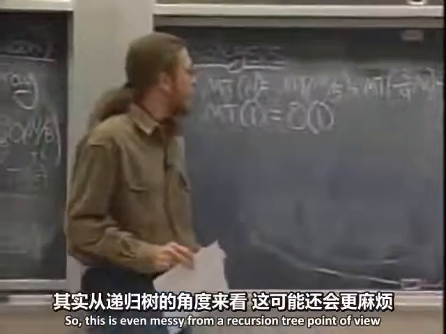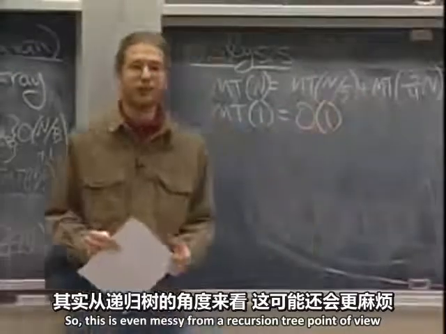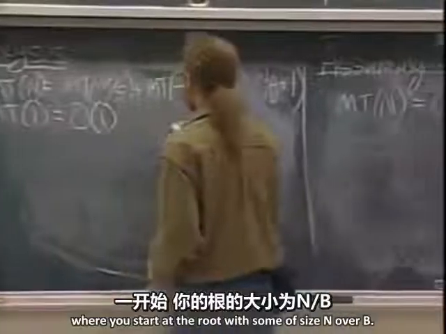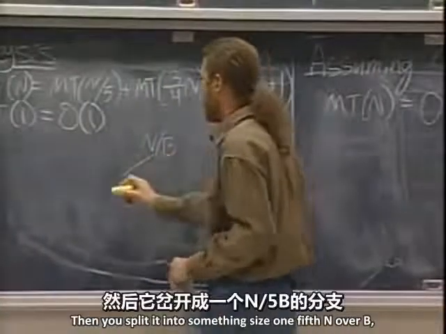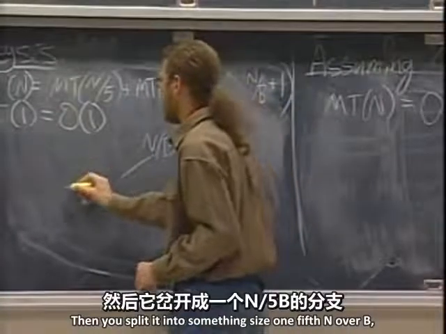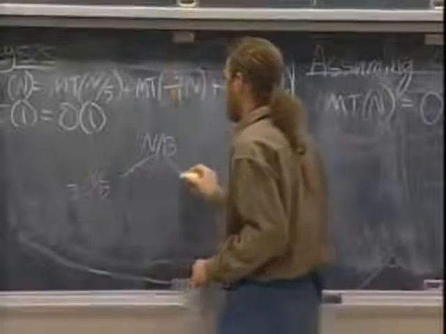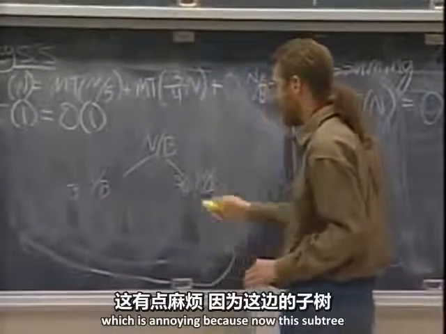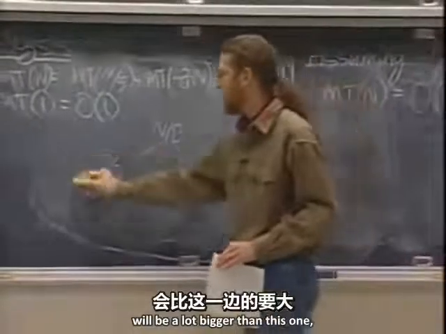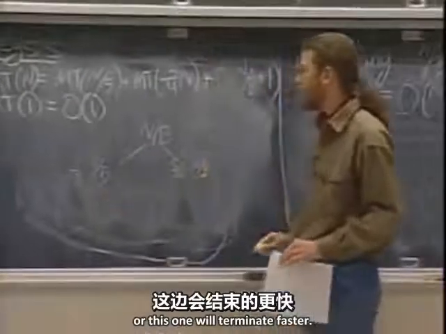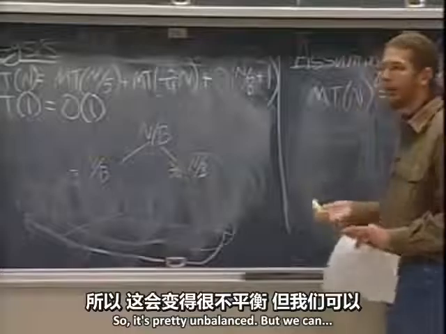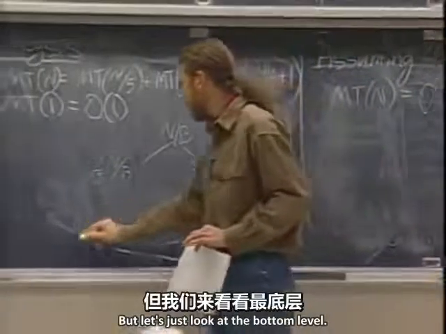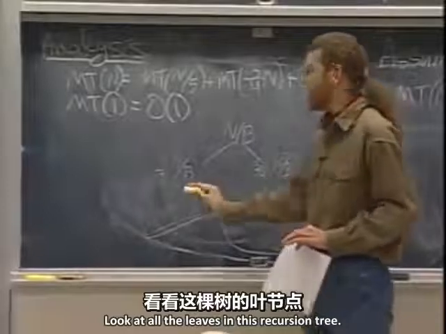So this is even messy from a recursion tree point of view, because you have these unbalanced sizes. You start at the root with something of size n over b, then you split it into something of size 1/5 n over b, and something of size 3/4 n over b, which is annoying because now this subtree will be a lot bigger than this one. This one will terminate faster. So it's pretty unbalanced, and summing per level doesn't really tell you a lot at this point. But let's just look at the bottom level. Look at all the leaves in this recursion tree.